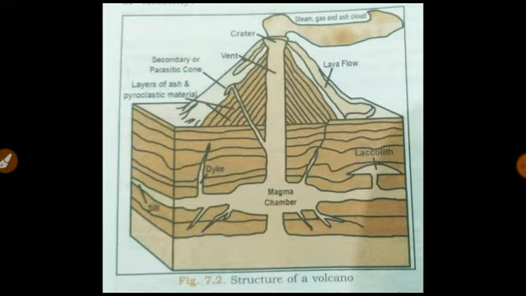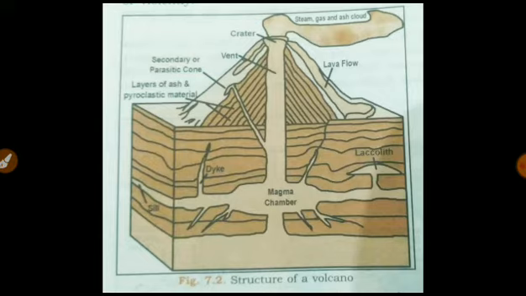And last time we covered the map, but before that we were doing the unit in which we left two chapters, volcano and earthquake. So today I am going to explain the volcano. Basically, this chapter is also very easy. You only have to learn this diagram.